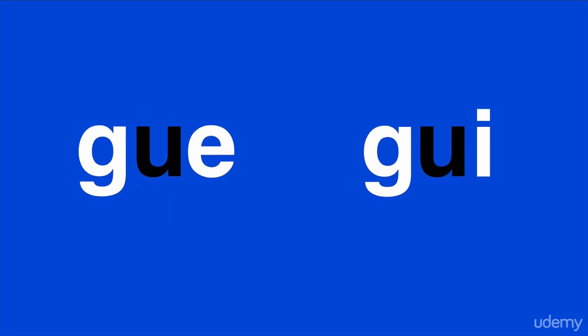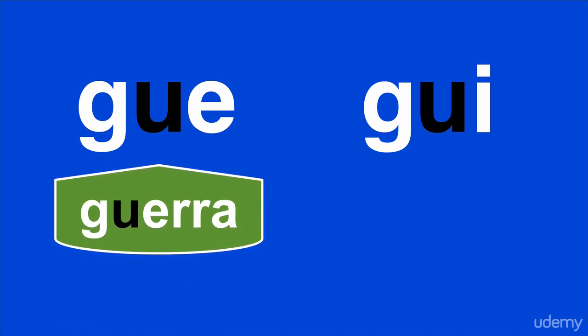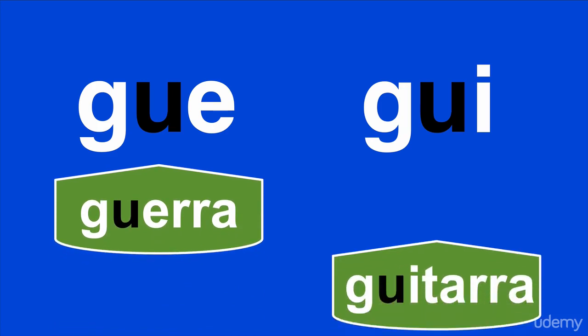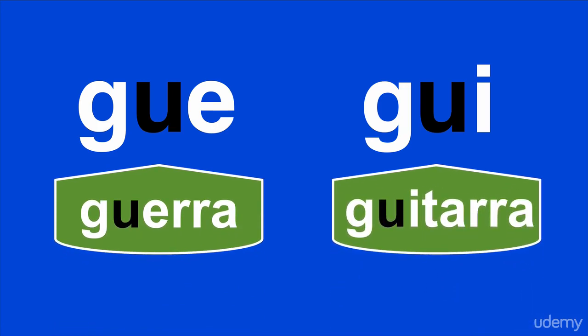In Spanish, to get a strong G sound with the vowels E or I, we need to add a silent U in between them, as we saw in the previous video. Some examples are guerra, guitarra.